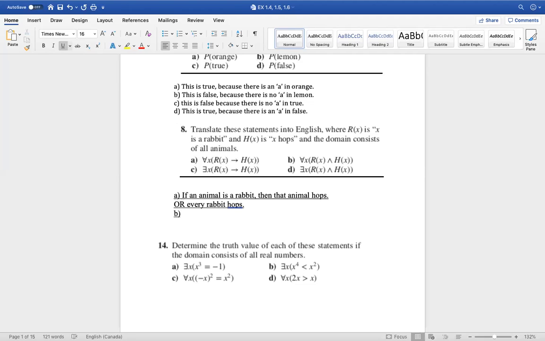Part B. So we have for all x, we have R of x, and then this sign represents and, and H of x. We will say every animal is a rabbit and hops. So we use the word every for this for all x, every animal. This R of x represents x is a rabbit. So every animal is a rabbit. And then we use this and to put the word and, and then we have H of x, which represents hops.